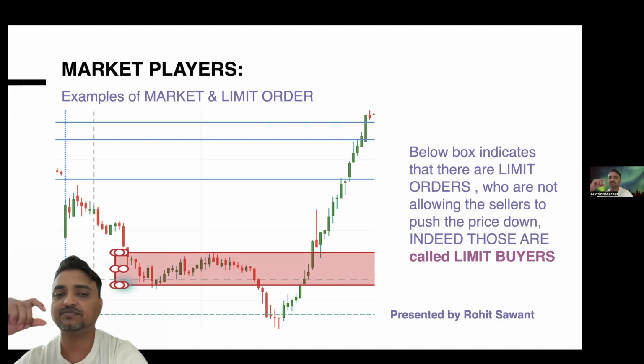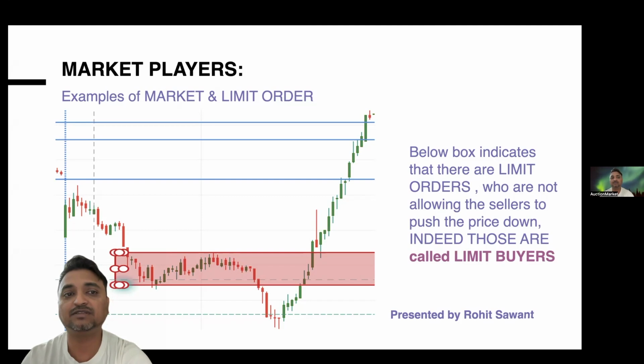So as soon as the price tries to break that particular box, you can see there will be a fake breakout, so that as many sellers as possible come into the picture, and then from there the aggressive buyers try to take new positions. The new buyers will come into positions. This is how your stop loss hunting takes place. So this is called an absorption. Limit buyers are trying to absorb the market players, the market orders.